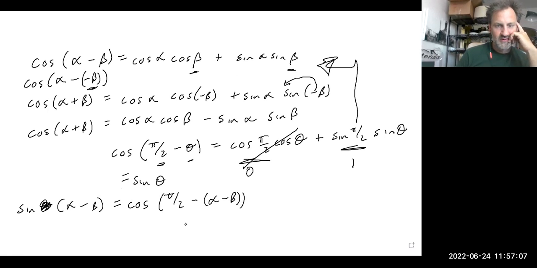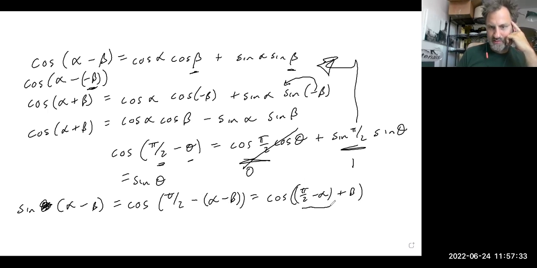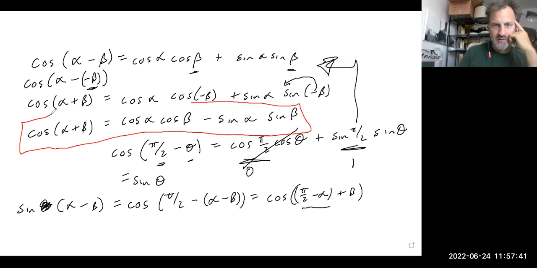Okay, so now we're going to do a little bit of trickery here by rewriting that as cosine pi halves minus alpha plus beta. Okay, so we just kind of distributed the negative. We're grouping this together. This is the plus version. So here we are. I'm going to circle the cosine sum here. Okay, so now we just need to apply it. The first angle is this one, and the second angle is this one.